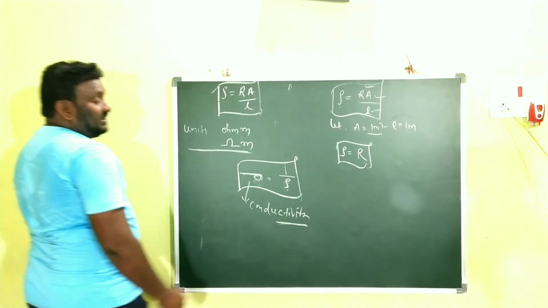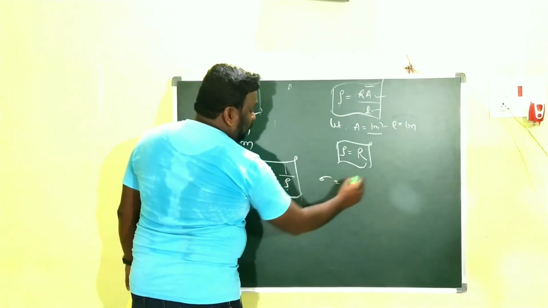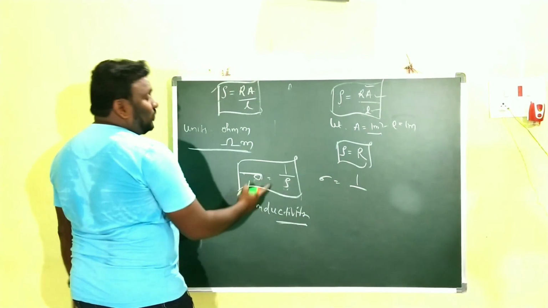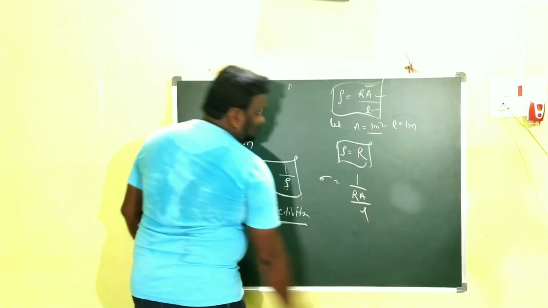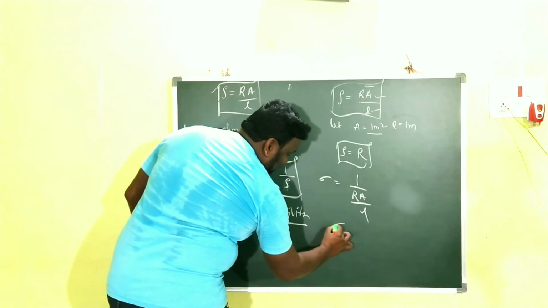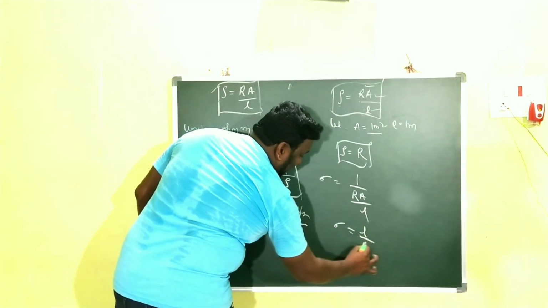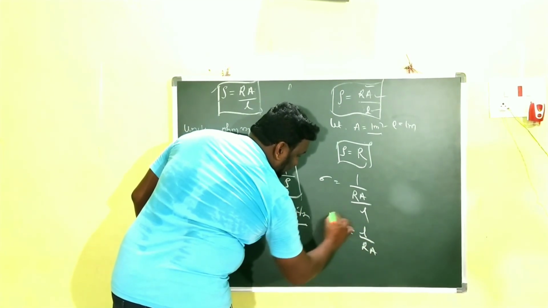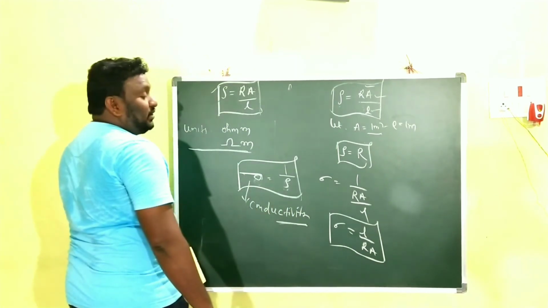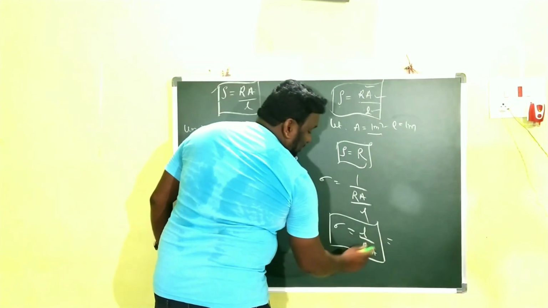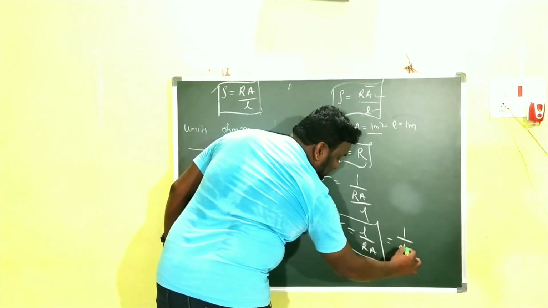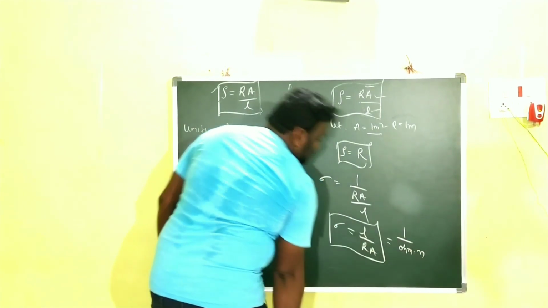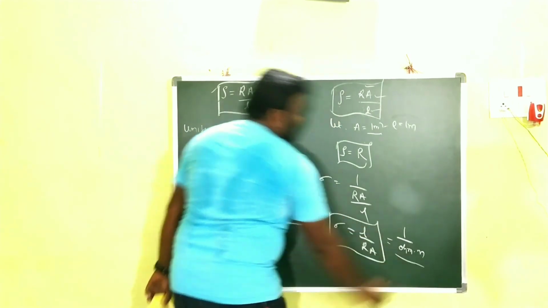Clear? That means sigma is equal to 1 by rho. What is the rho value? RA by L. That means sigma is equal to L by RA. Now what are the units? Meter by ohm meter square. That means 1 by ohm meter. So this is the unit of conductivity.